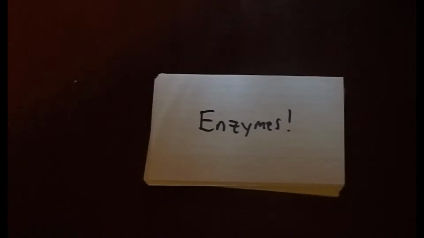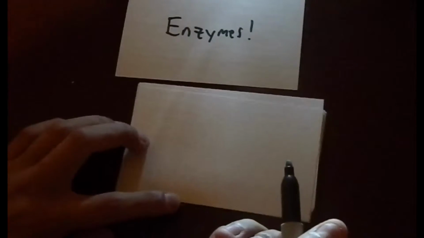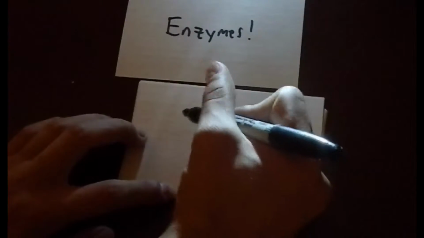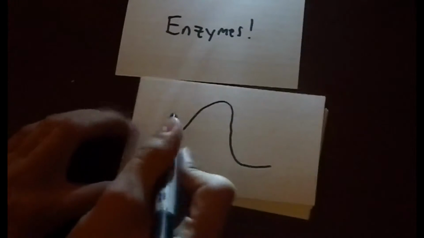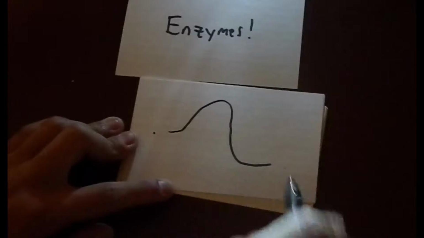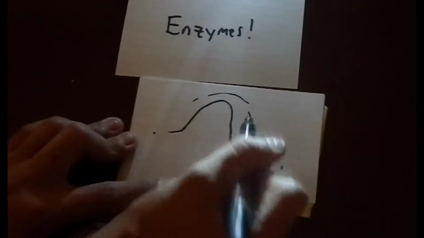Now, basically, enzymes are things that speed up a reaction, and they do this by making the reaction more likely to occur. So usually in a reaction, this would be the energy required, or the energy of activation needed, where this is the start and this is the end. So you see it has this big bump right here.